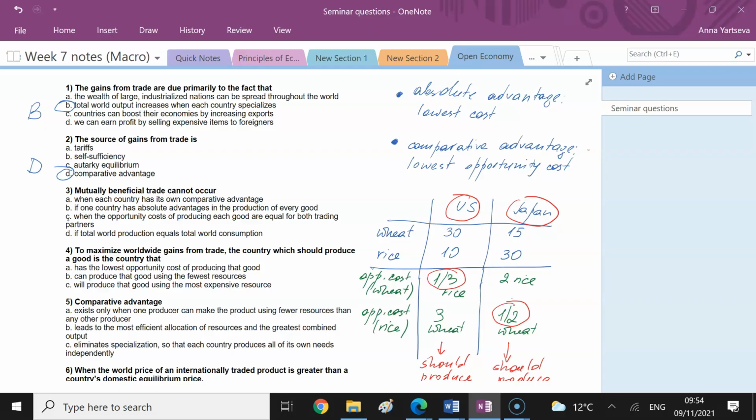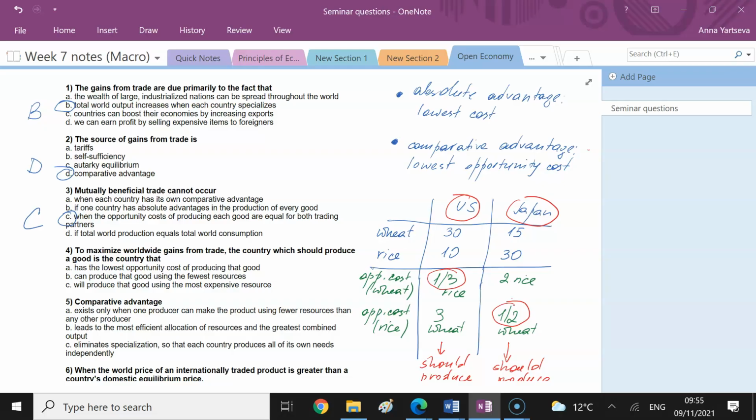Next, question 3. Mutually beneficial trade cannot occur when the opportunity costs of producing each good are equal for both trading partners. If they're equal, there are no gains from trade. You are exchanging like for like. You are exchanging the same thing. There are no benefits from this trade. Right? So you are producing with the same cost. You don't gain anything from this. It cannot occur. However, this is a very rare situation. You just select another product to specialize and to produce, to exploit these gains from trade.